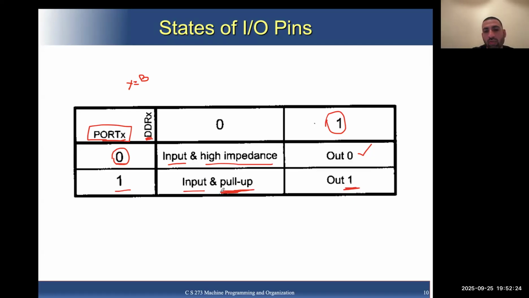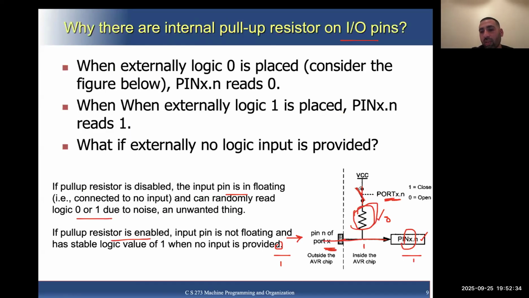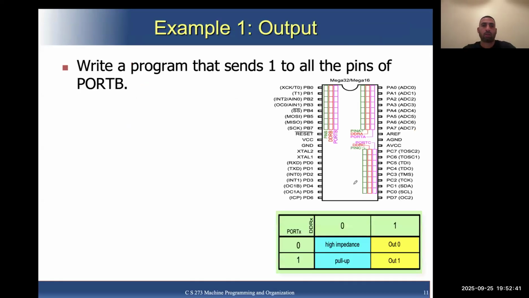In most conditions, for example, when you are not dealing with ADC or analog to digital conversion, other than ADC, it is preferable to use the pull-up resistors because then it provides stability in your input. Okay, any questions?